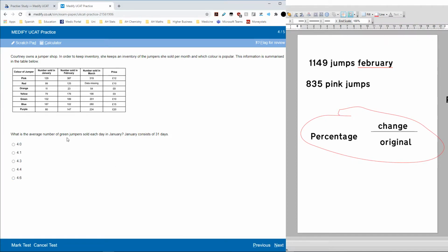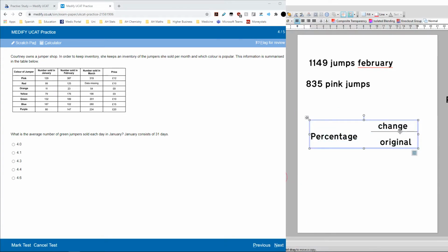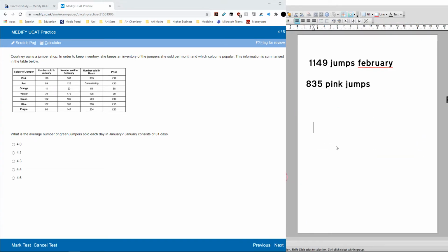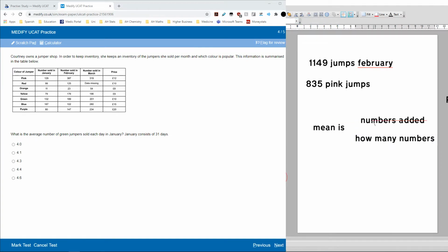Right, the average number of green jumpers sold each day in January. Well, I'll just quickly move this out of the way. The average in these exams, the average they'll always ask you will be the mean, and the mean is the numbers you want added together, and you divide that by how many numbers there are. Now, we can work it out.